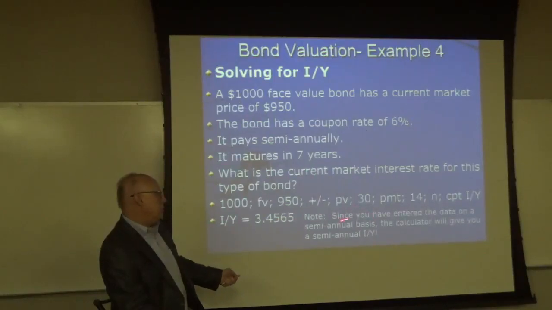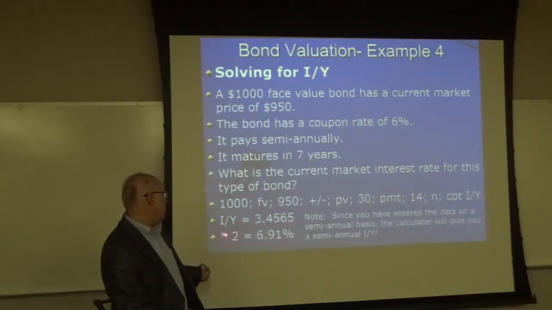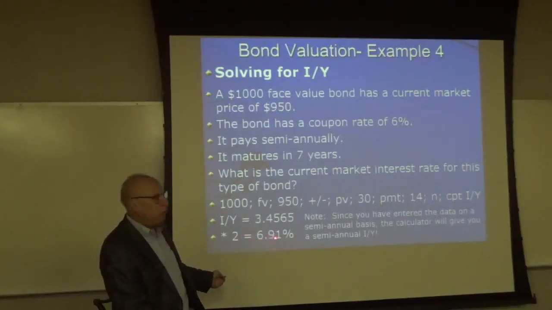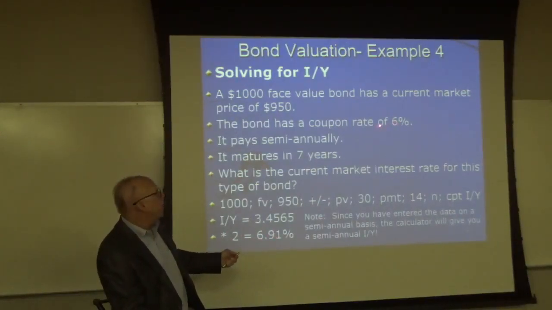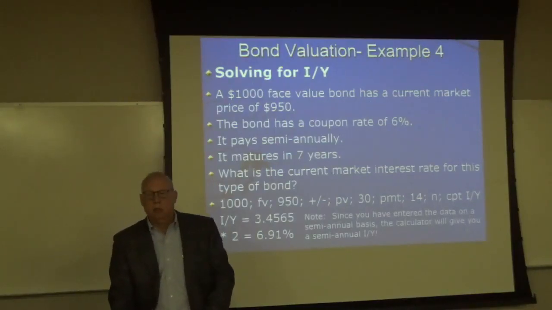You've entered the data on a semi-annual basis. The calculator will give you a semi-annual IY. So if I put this as an answer on the test, some of you may fall for it. Please don't. This is a semi-annual problem. We'll multiply it by 2, and our annual IY is 6.91%, which is higher than 6%. I told you that our IY, our market rate, would be higher than our coupon rate. How did I know that? Because the bond is trading at a discount. It has to.